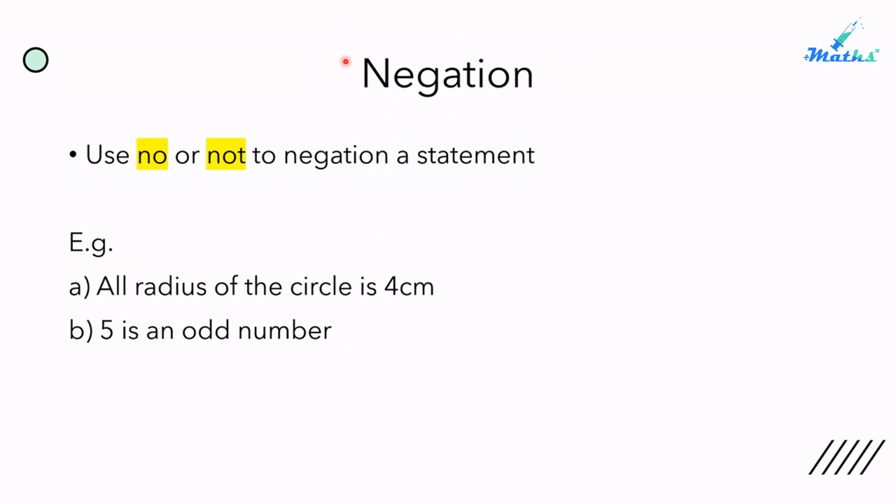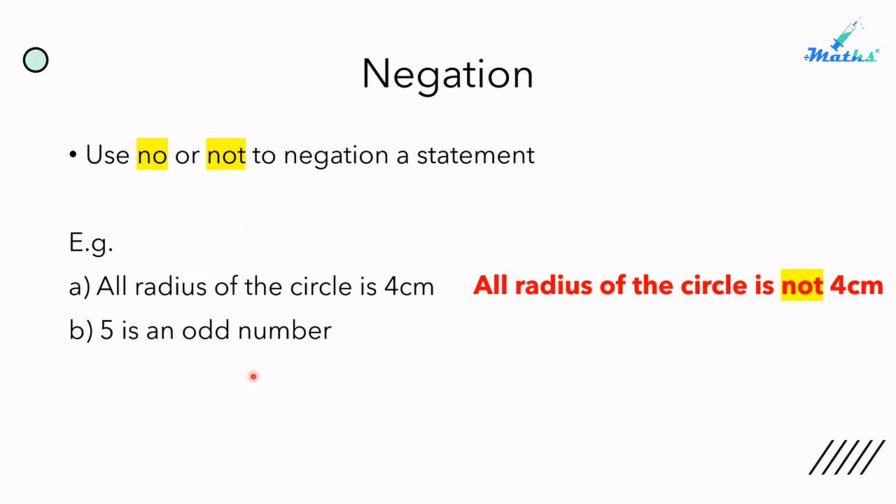After that, negation. In negation, you will only need to learn how to use not and no. Just use no and not to change the statement only. Here I have an example. The first example is, all radians of the circle is 4 cm. In negation, it will become all radians of the circle is not 4 cm.